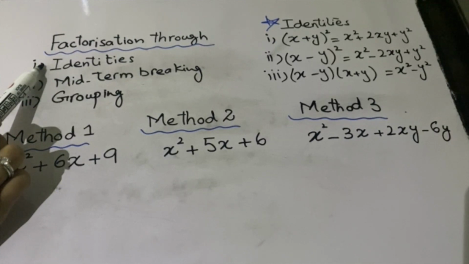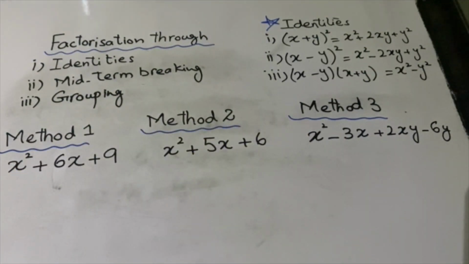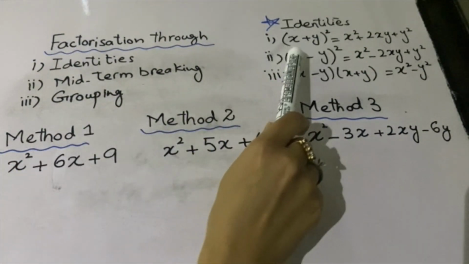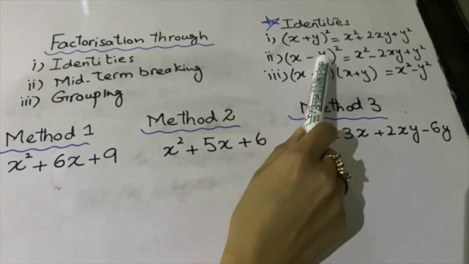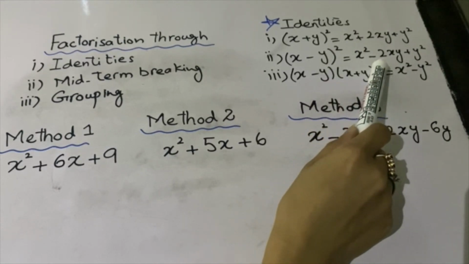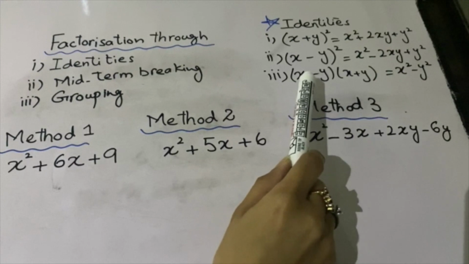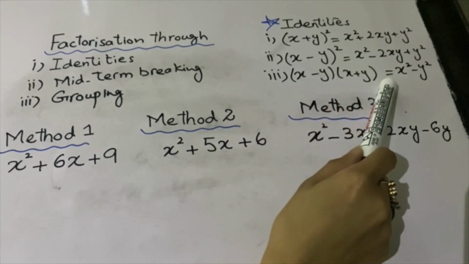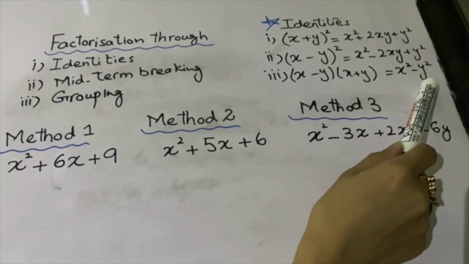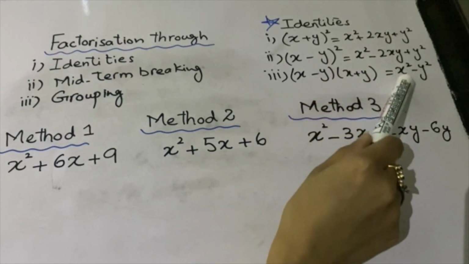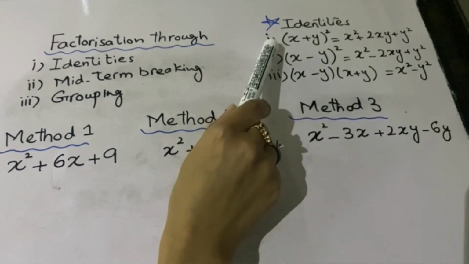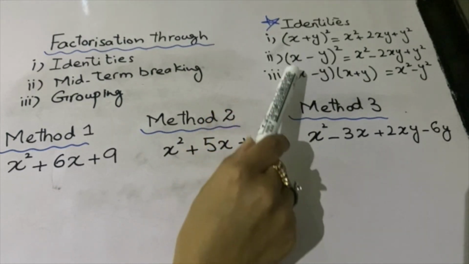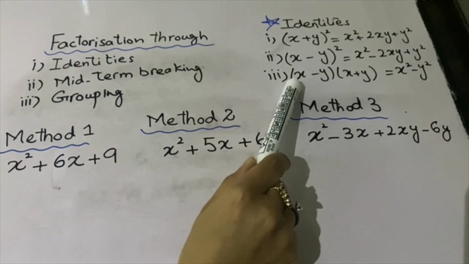We have three primary identities here in algebra which are given here. (x plus y) whole square is equal to x square plus 2xy plus y square. (x minus y) whole square is equal to x square minus 2xy plus y square. The third one is (x minus y) into (x plus y), which is equal to x square minus y square. If you see, the right side of the equation is the expanded form, and where you use brackets, this type of expression is called a factorized expression.